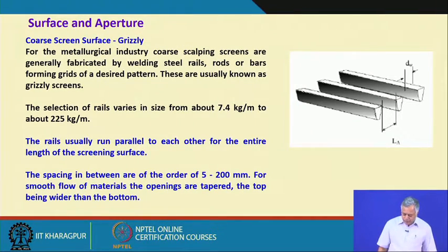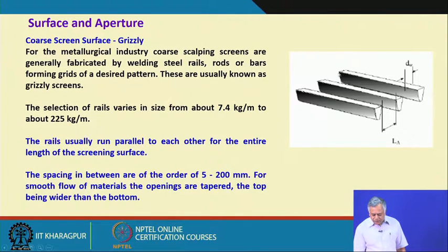What does it mean? Suppose this is a 1 meter length. If this weighs 7.4 kg, naturally the thickness and the width of this rail will be much less in comparison to using 225 kg per meter. So, when we are handling very large tonnages of material per unit time, and we have very big particles to be handled through the screen surface, then we go for much thicker and much deeper dimensions for these steel rails.